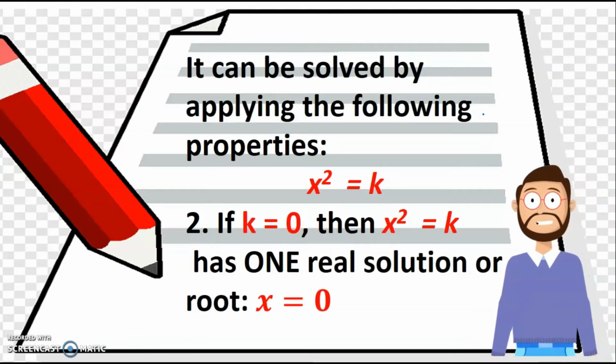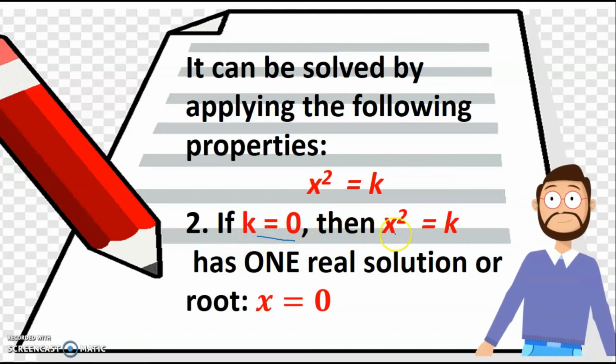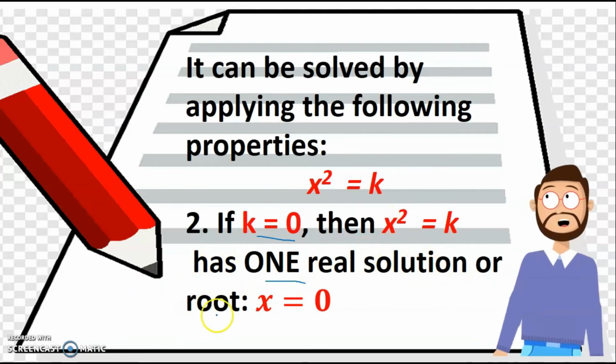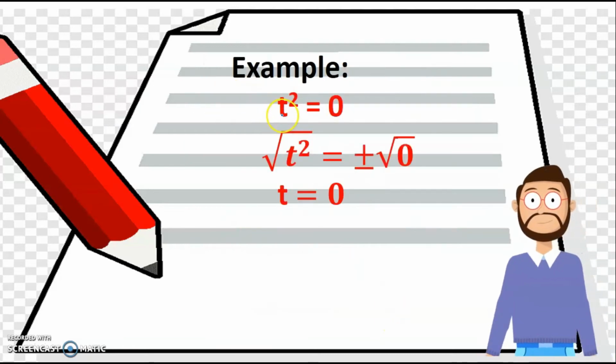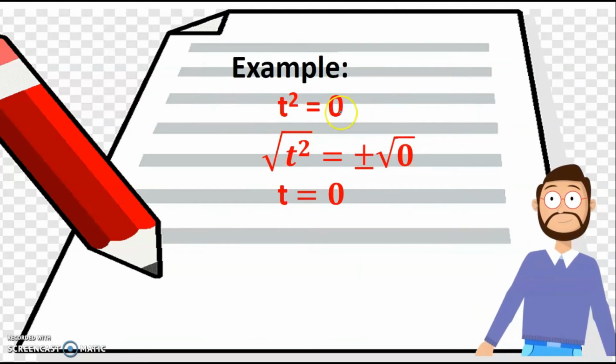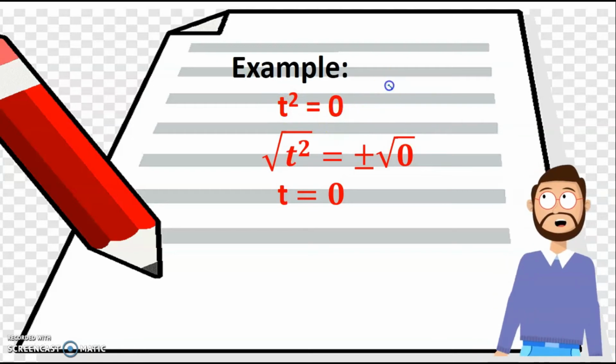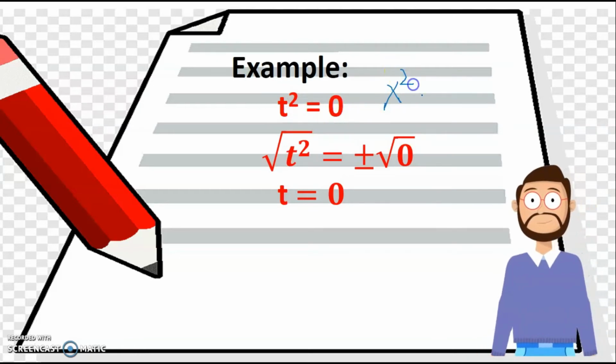Okay, for the next property, it states that if k is equal to 0, then x squared equals k has one real solution or root, and that is x equals 0. For example, we have here t squared equals 0. Since t squared equals 0 is now in the form x squared equals k, where our k is equal to 0, then we will expect that we have only one solution, and that is equal to 0.